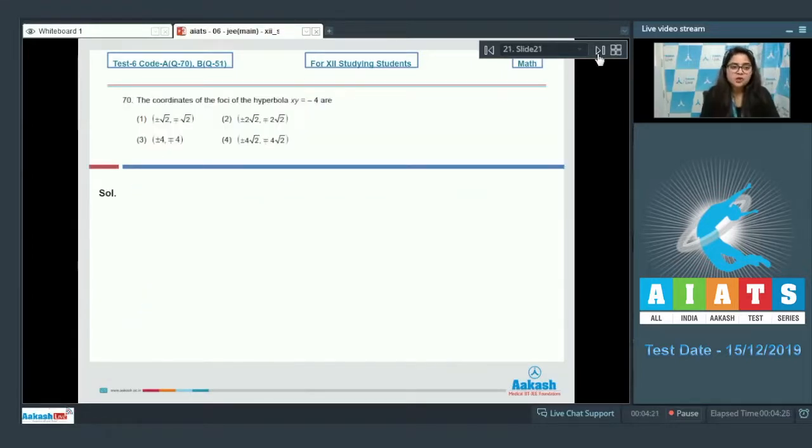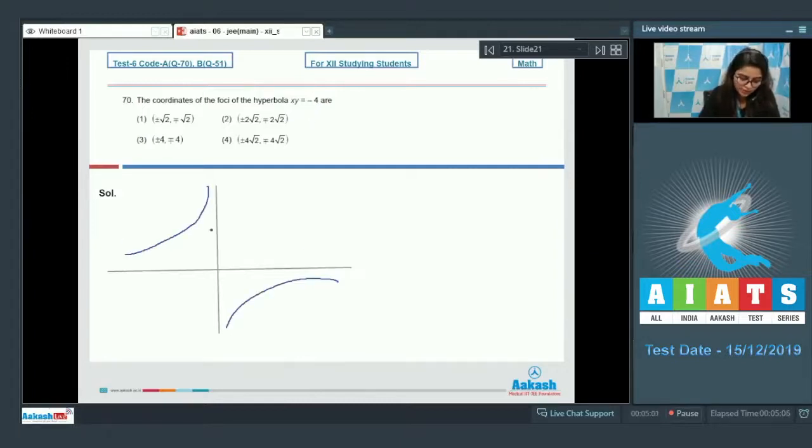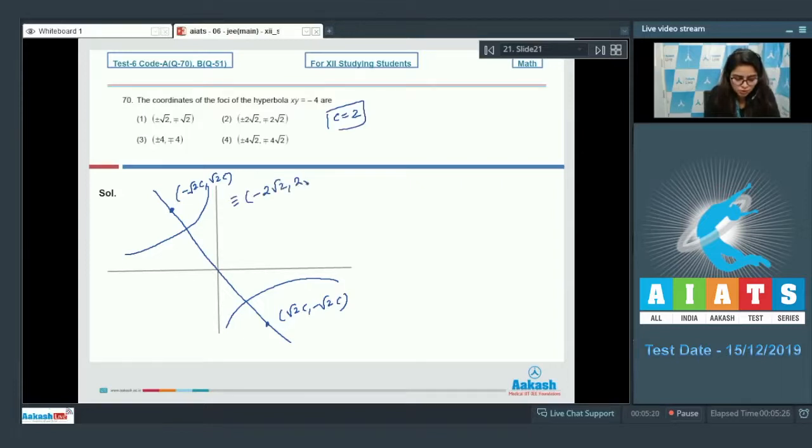Question number 70. The coordinates of the foci of the hyperbola xy equal to minus 4. This is a rectangular hyperbola for which c square is negative. So this lies in the second and fourth quadrant. So the coordinates of the foci are (-√2 c, √2 c) and (√2 c, -√2 c). So c you have 2, so just substitute here, and you will get (-2√2, 2√2) and (2√2, -2√2).